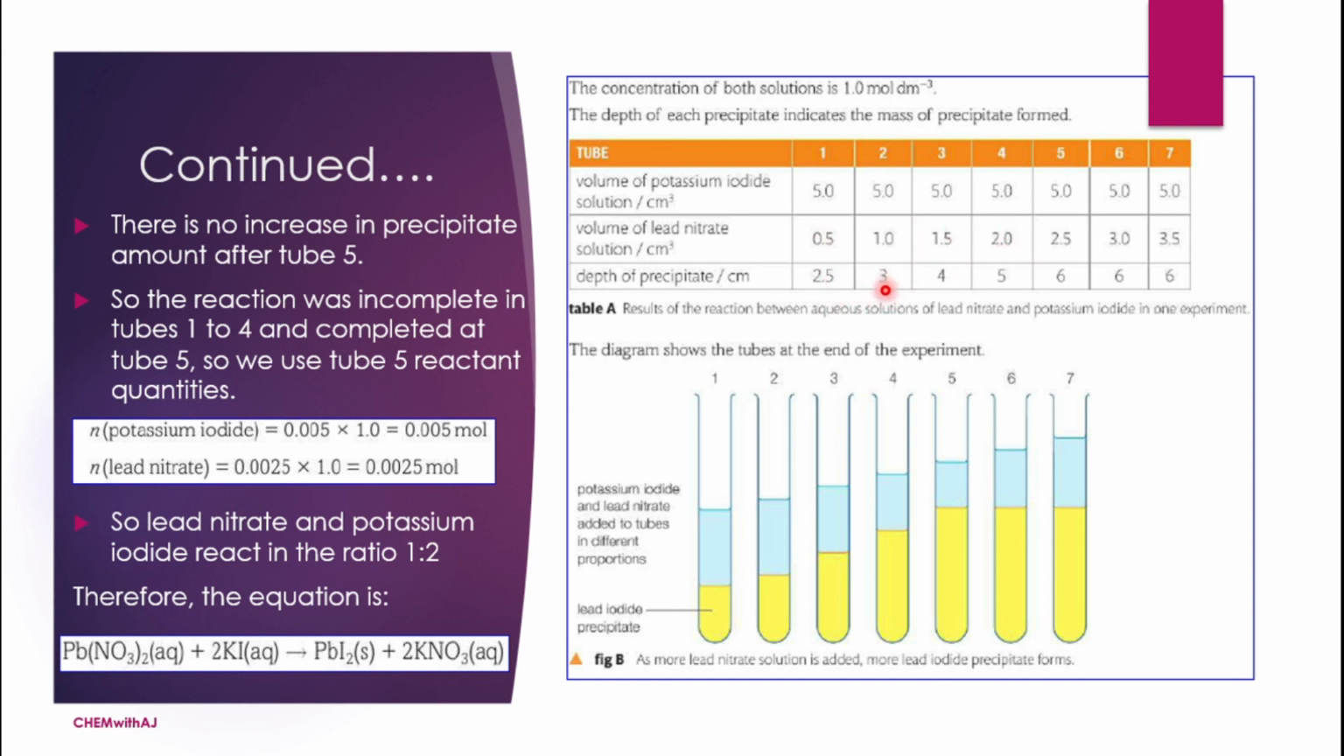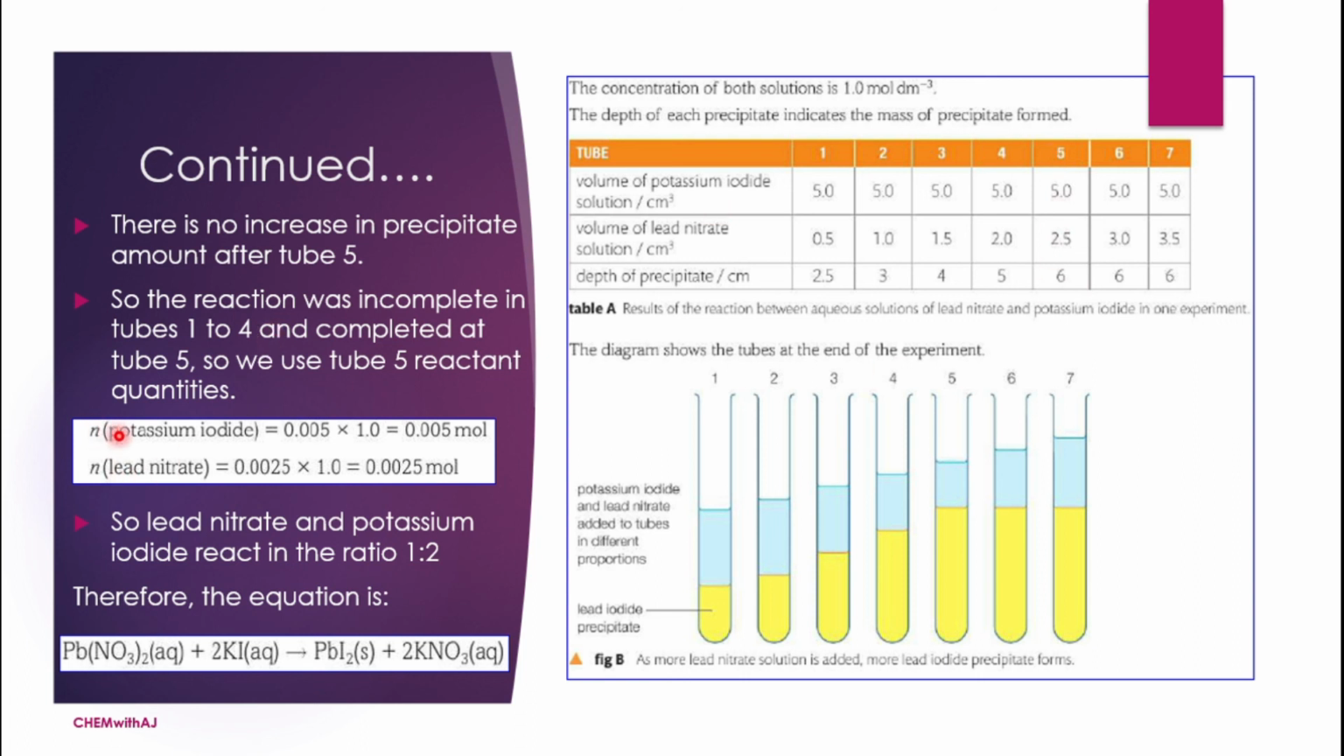As we increase that volume, the depth of the precipitate also increases up to tube 5. After tube 5, even though we add more lead nitrate, the depth of the precipitate remains the same. That means the reaction has been completed after tube 5. All we are doing is adding excess lead nitrate solution. So the reaction was incomplete in tubes 1 to 4, but after tube 5 it was complete. So we'll use tube 5 reactant quantities in our calculations.